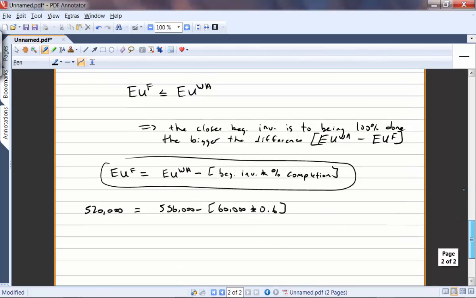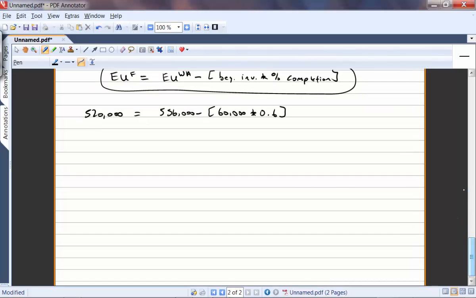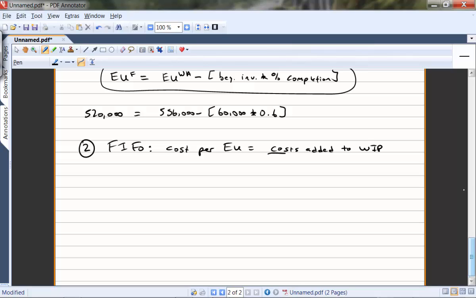Let's go on to 2. The cost per equivalent unit. Well, under FIFO, cost per equivalent unit is equal to the costs that are added to work in process divided by the equivalent units that we have. So we spread cost in the numerator over units in the denominator.